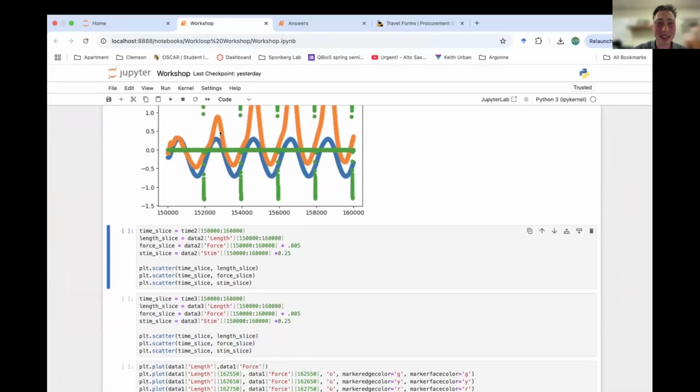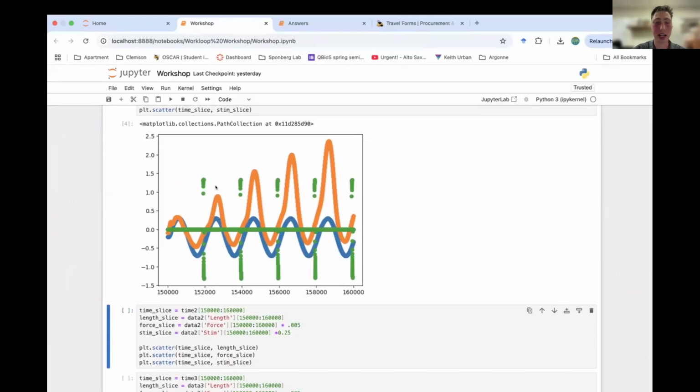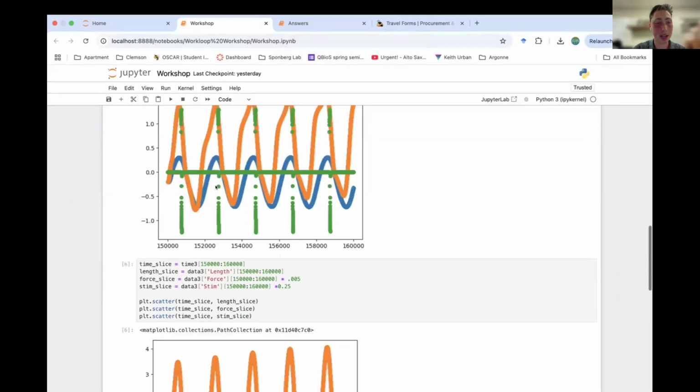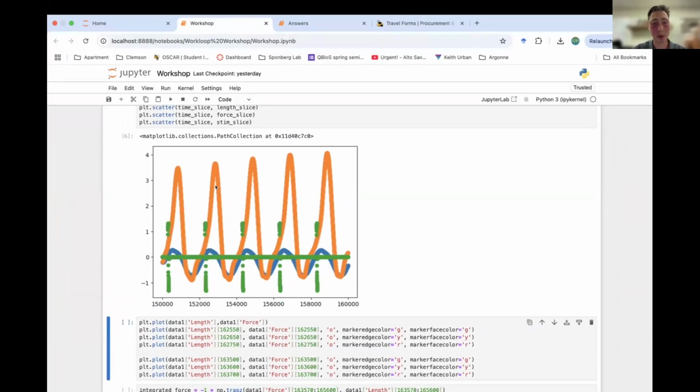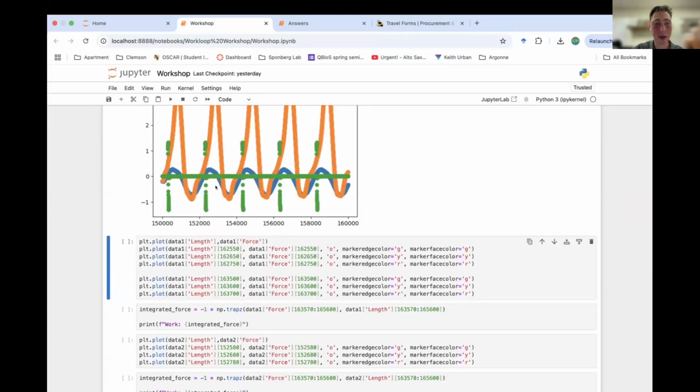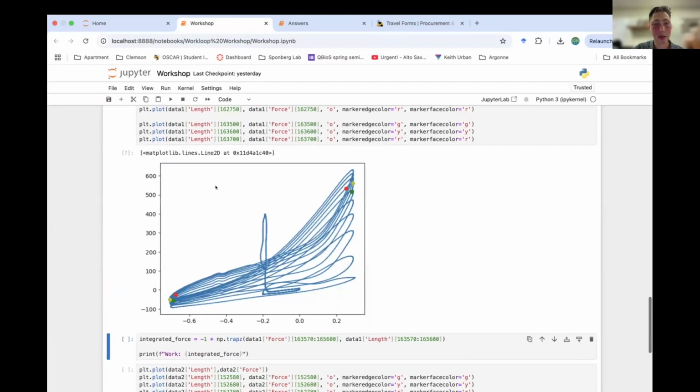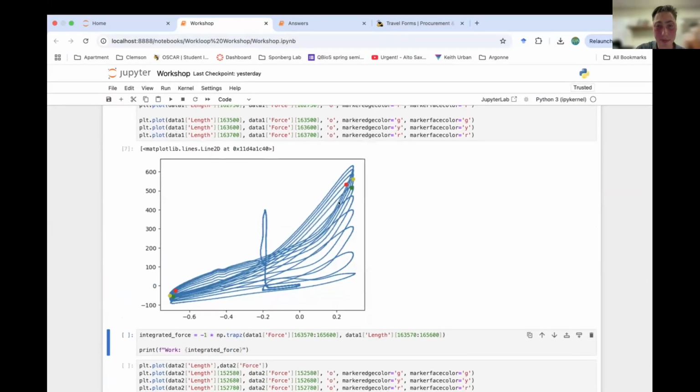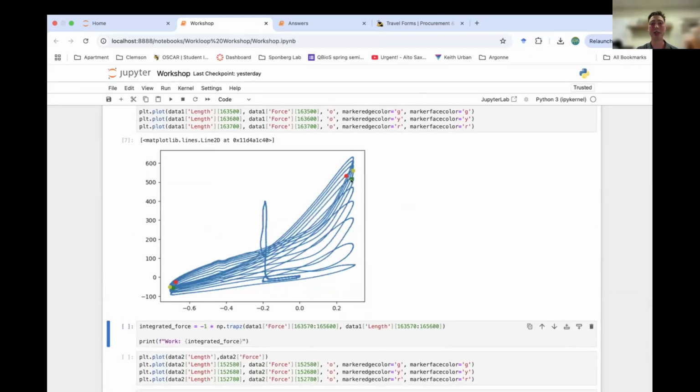Okay, well, these are just representations of the length, force, and the stim over time. So that's for all 3 data points. Then this is the first data point, so this is the work loop we have for this. On these work loops, I have a couple points representing the direction. So green is the start, red is the stop.